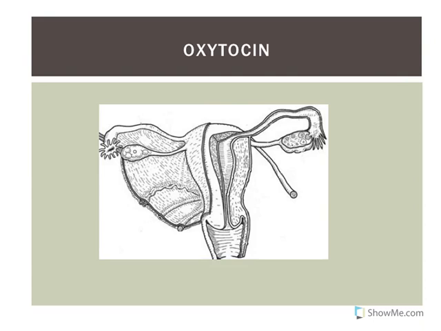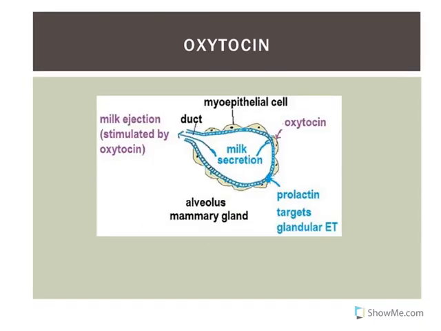Also in the female, same picture, it targets myoepithelial cells in the breast. So the breast has mammary glands that produce milk. So I don't want you to confuse oxytocin and prolactin. Both target the breast, but specifically prolactin targets the glandular epithelium and stimulates the production of milk, while the myoepithelial cells are targeted by oxytocin.